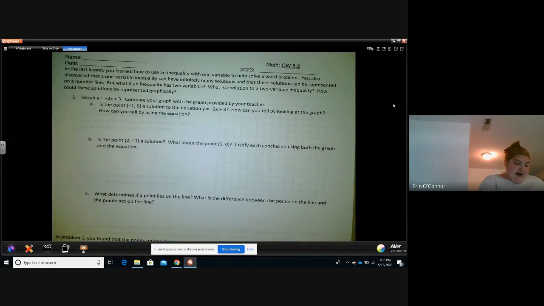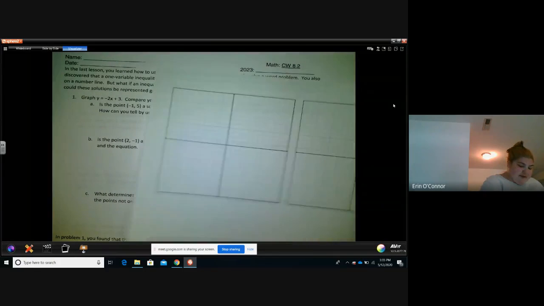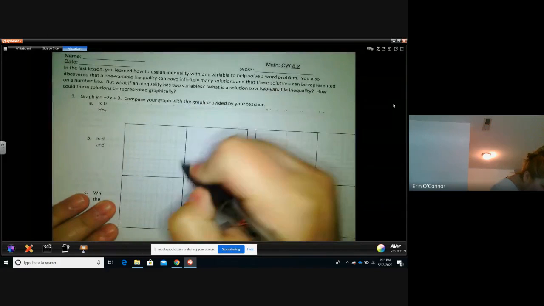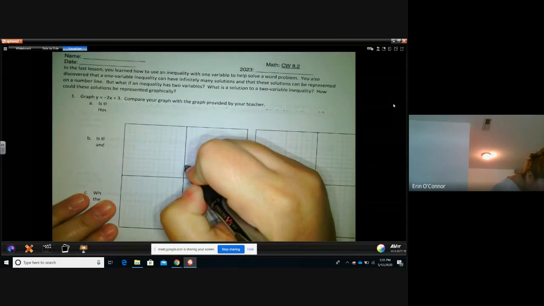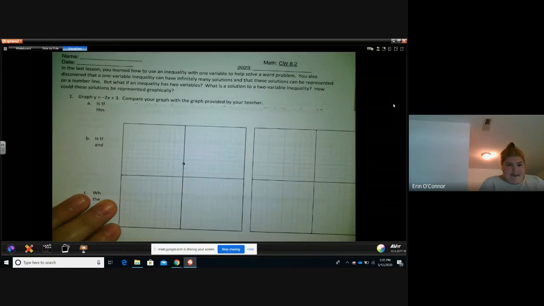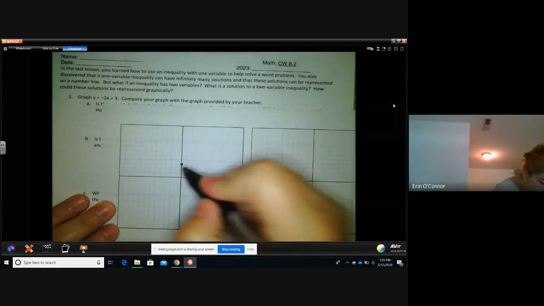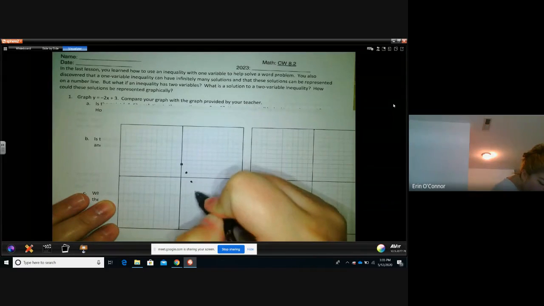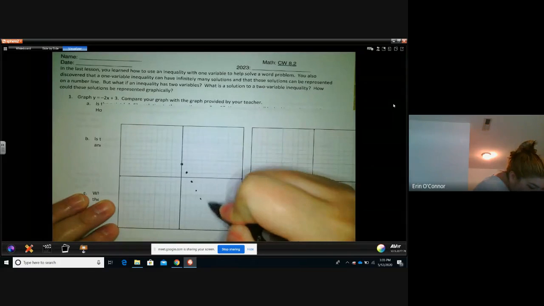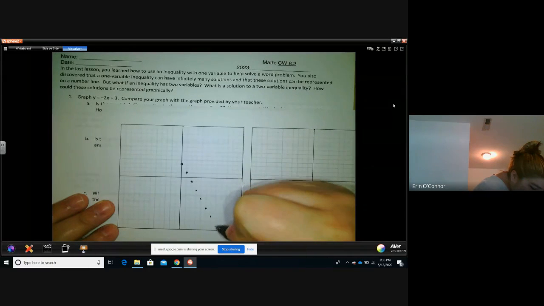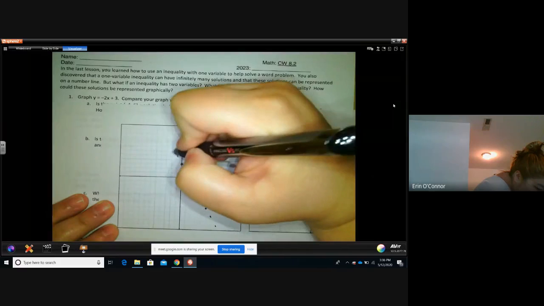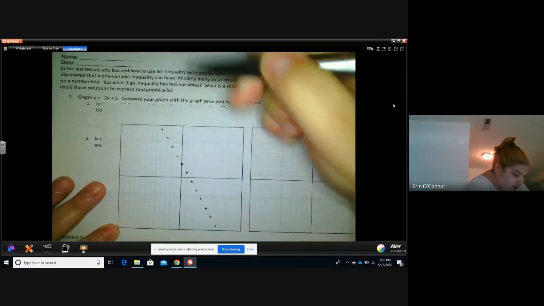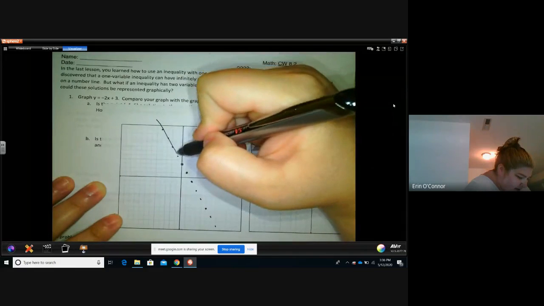First of all, it says graph y equals negative 2x plus 3. So we're going to start by graphing the y-intercept, which is positive 3. On the y-axis, we're going to put a dot at 3. And then the slope is negative 2, which means we're going to go down 2 and to the right 1. Down 2 and to the right 1. You can keep doing this if you want to, but after you get about 3 points, you are also able to just draw your line. It's up to you. I like to do all the points.